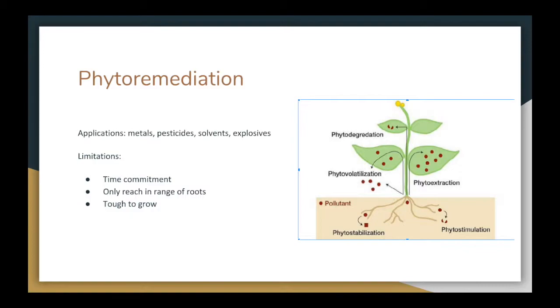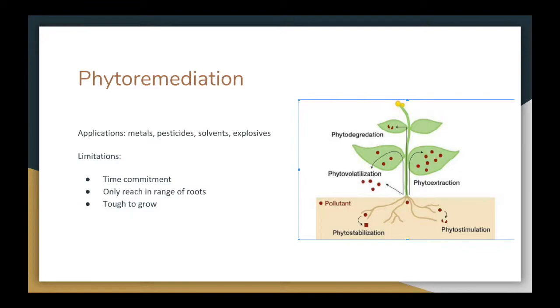One of the main limitations of this process is that it requires a large commitment of time, as the process of growing plants is not done quickly. Another limitation of this process is that you can only reach contaminants that are within the range of the roots of the specific plant. This makes it not possible to remove contaminants that are located at a depth below the roots.